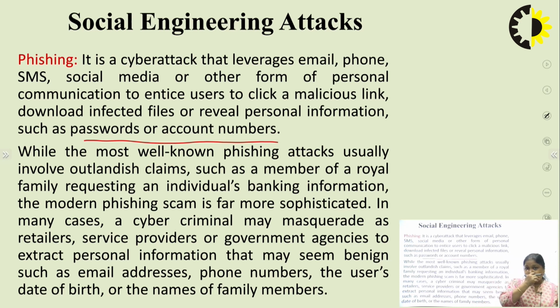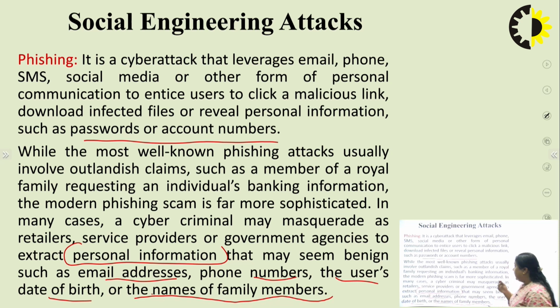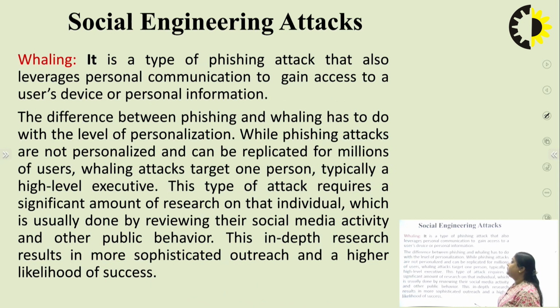In many cases, a cyber criminal may masquerade, may act as a retailer, service provider, or government agency to extract personal information. Personal information that may seem benign, such as email addresses, phone numbers, the user's date of birth, or the names of family members. So, this type of information can be taken in a phishing attack, and it can be misused to harm the individual.